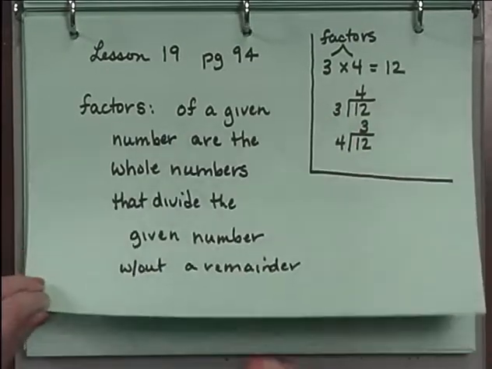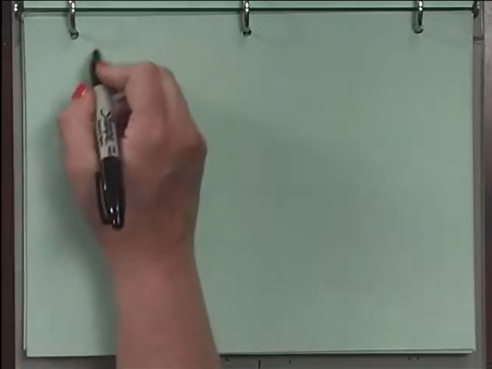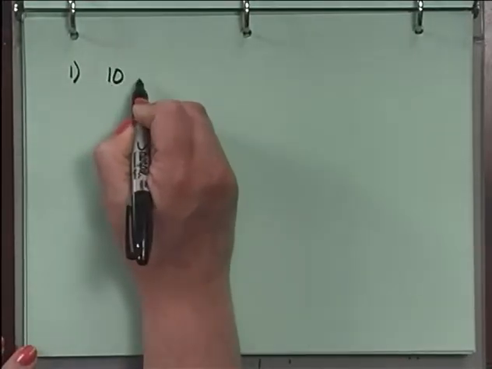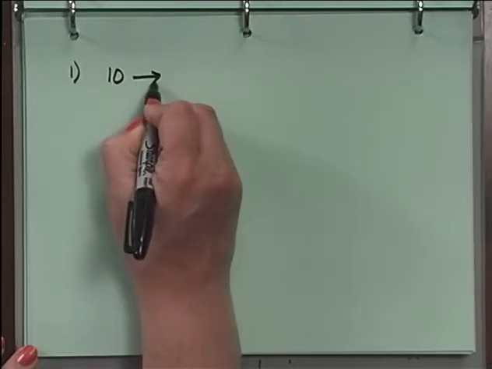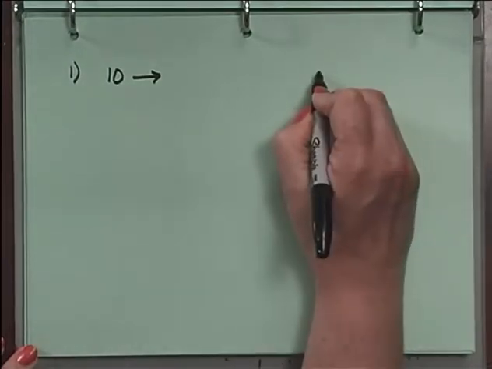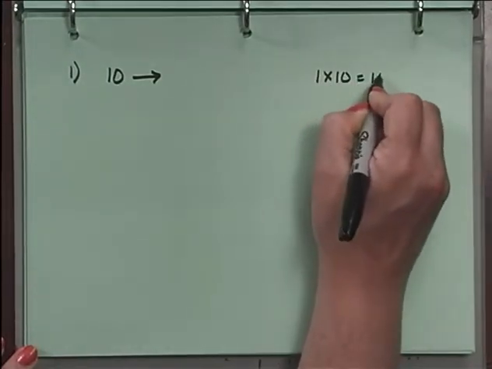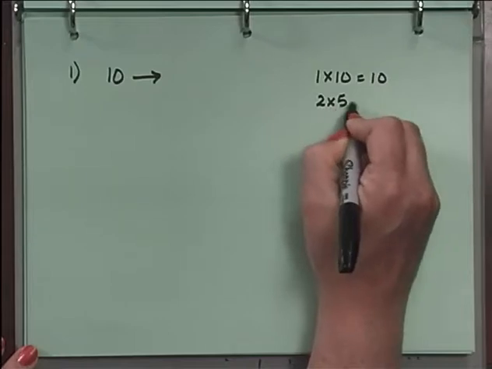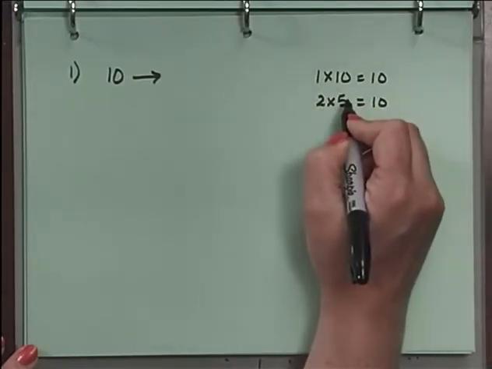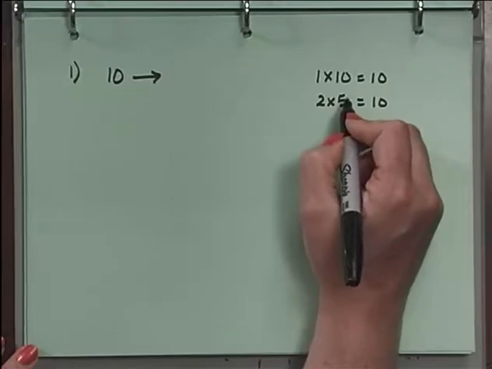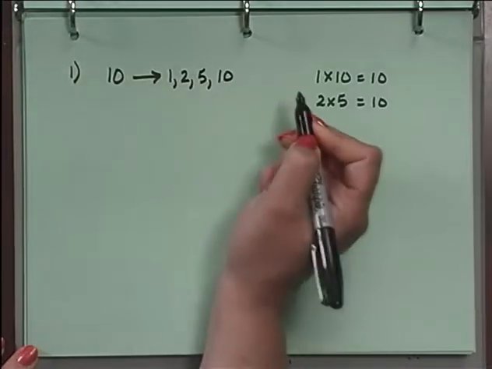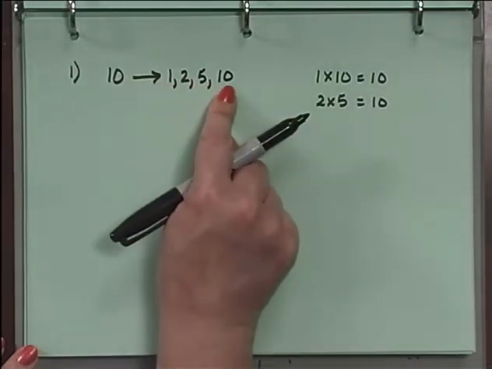So let's look at example number 1. In example number 1, we're asked, what are the factors of 10? Well, to list those, we want to consider pairs of numbers which multiply to give us 10. For instance, 1 times 10 is 10, and 2 times 5 is 10. Now, there are not any other whole number pairs that multiply to give us 10. So our factors are 1, 2, 5, and 10. And you'll want to list these in order.